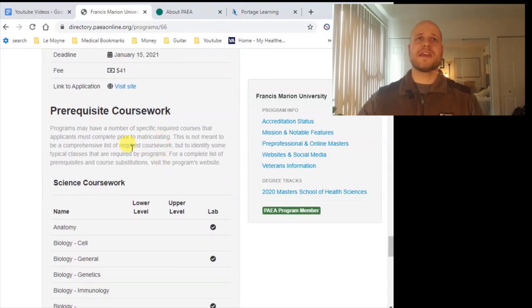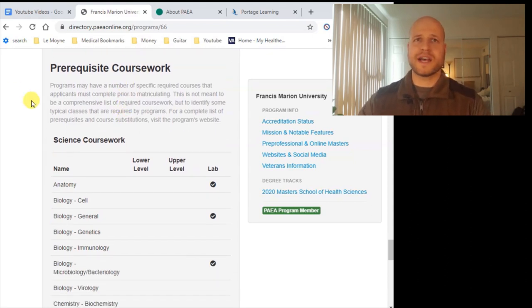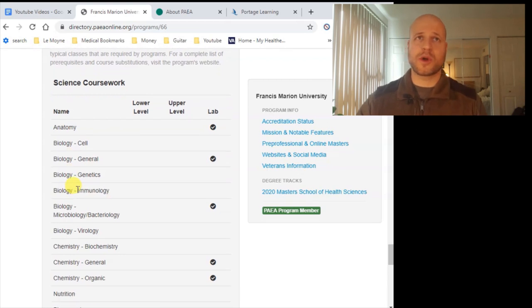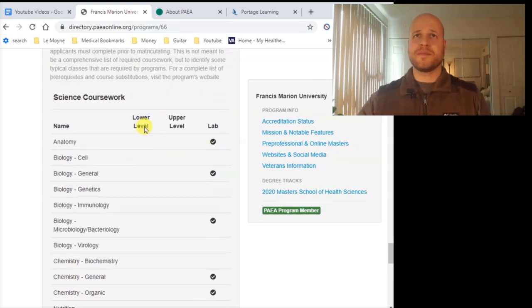But what we're looking for today is the prerequisite coursework. So look at that. So here, the PAEA lists classes that a lot of schools require, and what they mark off for each school is which of these classes this particular school requires. So for instance, anatomy, the school requires it and they require a lab. Biology, they require general biology with a lab. Microbiology, bacteriology, they require it with a lab. General chemistry, organic chemistry, physiology, all those courses are required. So physiology, usually you'd get that in anatomy and physiology, but maybe some schools have a separate physiology class, I don't know.